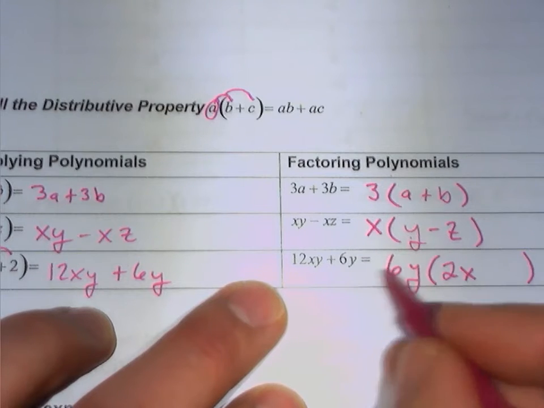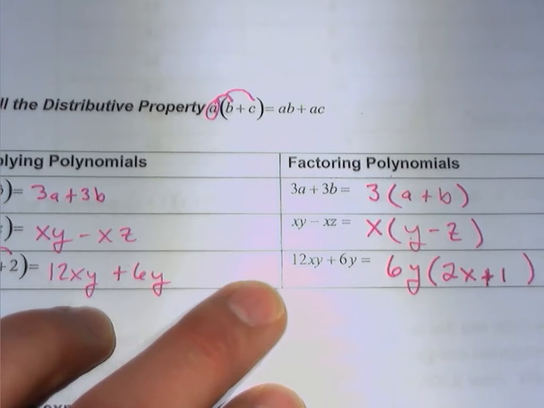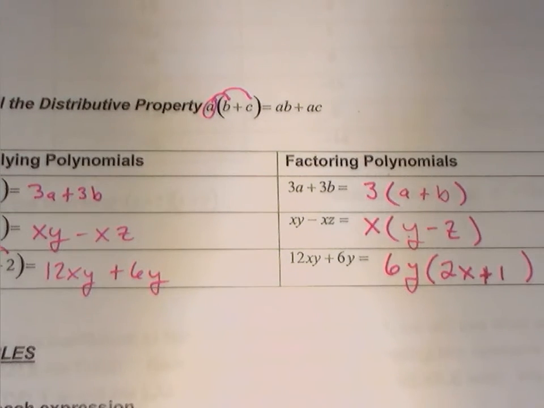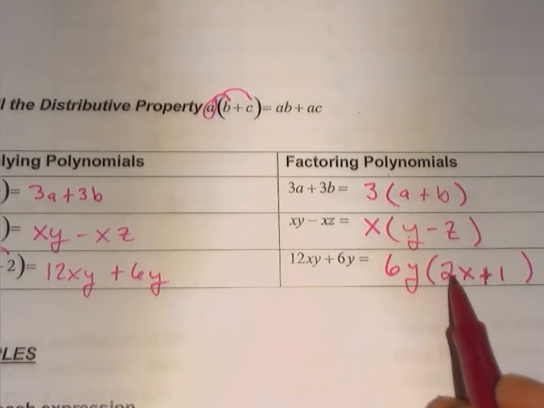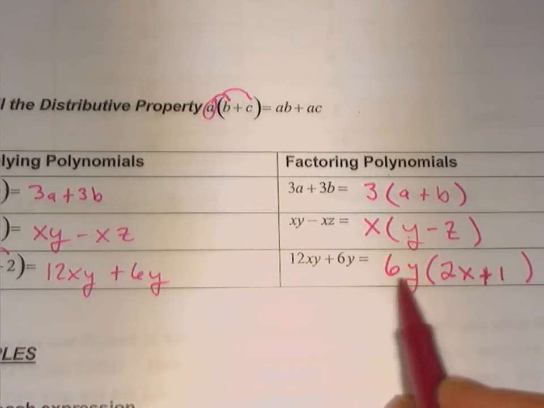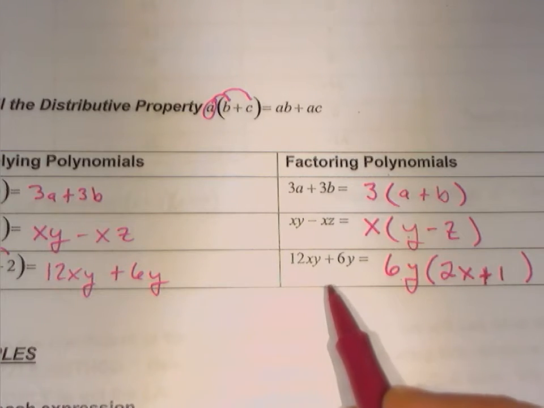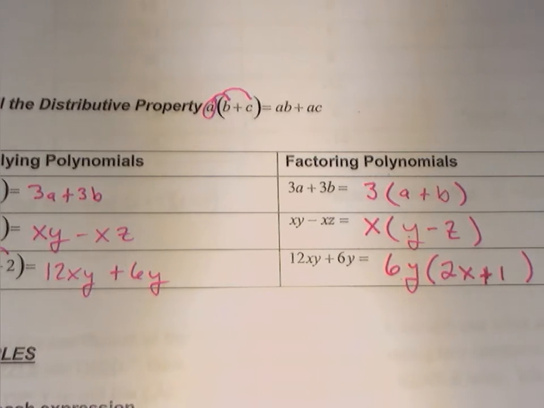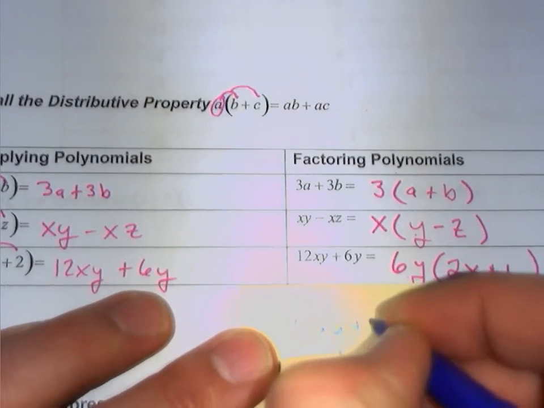Okay, so you have to have a placeholder here. This is a positive 1 right here. You have to have a term there. Okay? And when you factor, you're really dividing it out. That way, when I distribute back, 6y times 2x is 12xy, and 6y times 1 is 6y. Okay? Any questions?